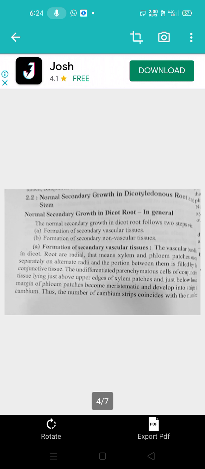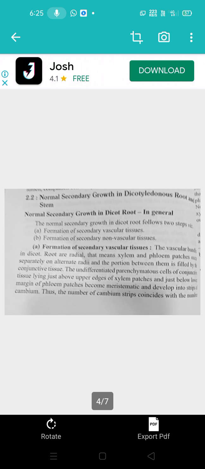In between these vascular bundles, some parenchymatous tissue is developed, called the conjunctive tissue. In this way, the primary structure may be observed in the root of a dicot plant. But day by day, when the root is old, ultimately secondary tissue may be added, and due to the addition of this secondary tissue, the girth or diameter of the root may be increased.